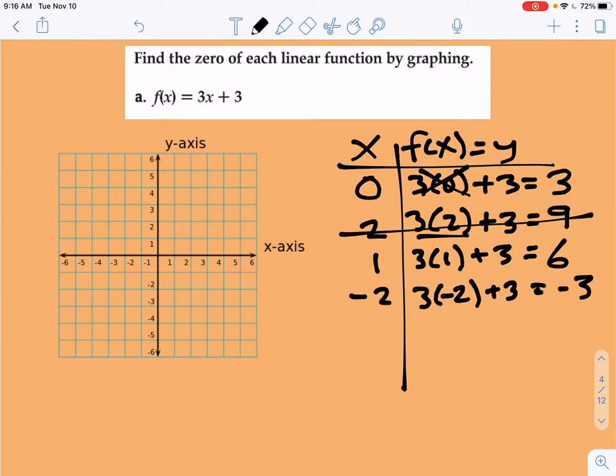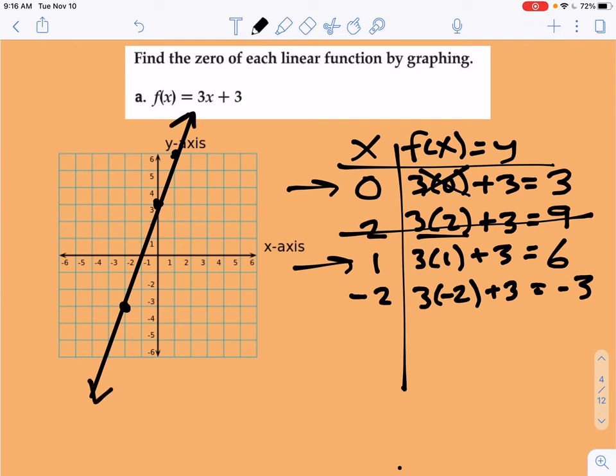All right, so I got the point 0, 3 from this first one. So that would put me about right there. Next one is the point 1, 6. It's going to put me right up there. And then negative 2, negative 3 puts me down in the third quadrant here. And then I'm going to draw a line that goes through these. That's going to hopefully straighten out and not be quite that crooked. And then I'll put my arrows on my line.